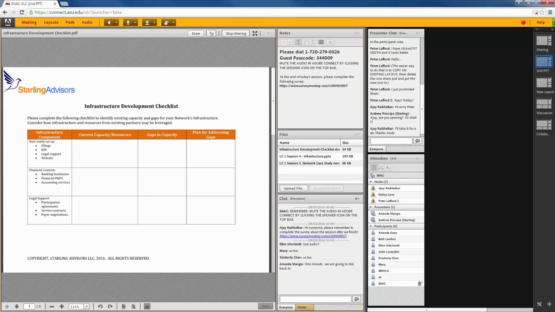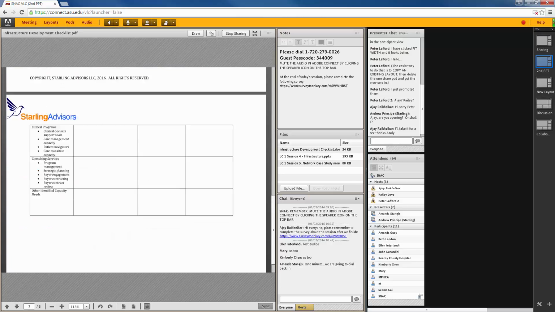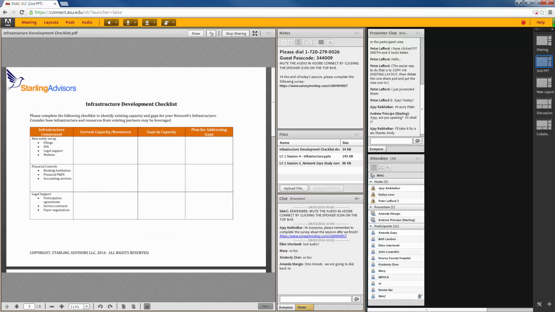We are simply asking that you spend a little time with your team talking about a key set of key infrastructure areas like the setup of a new entity, like the financial control, like legal support. What would be your current capacity? What would be your gaps? And then how would you go about addressing those gaps? It's only 2.5 pages in length.